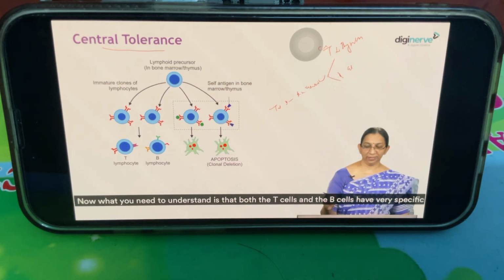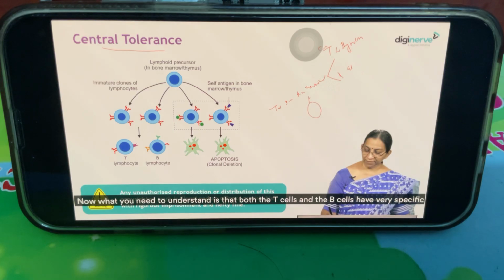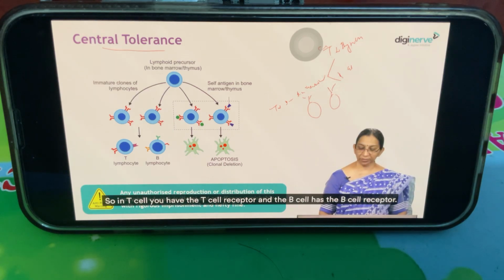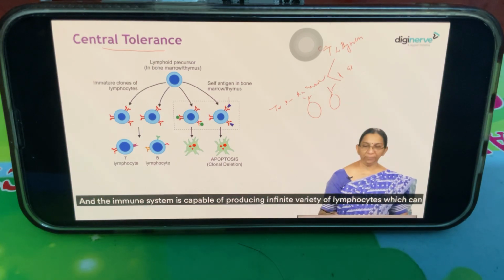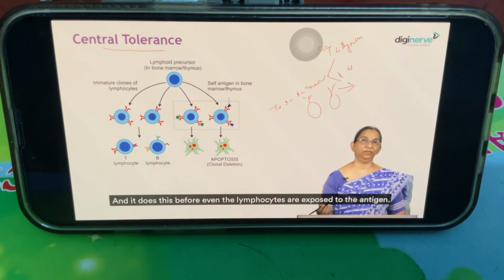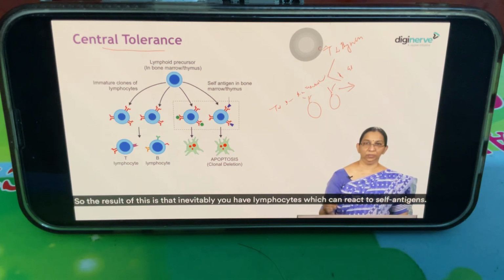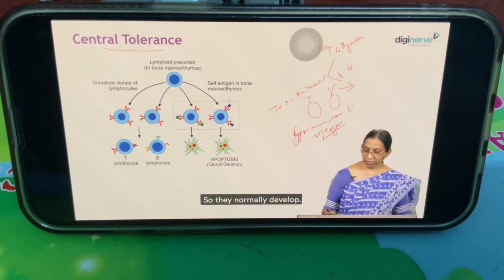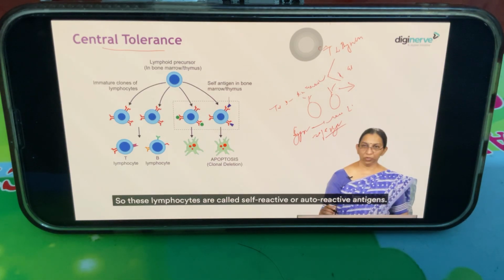Now, what you need to understand is that both the T cells and the B cells have very specific receptors. So in T cell, you have the T cell receptor, and the B cell has the B cell receptor. And the immune system is capable of producing infinite variety of lymphocytes which can react to any antigen. And it does this before even the lymphocytes are exposed to the antigen. So the result of this is that inevitably you have lymphocytes which can react to self-antigens. Okay? So they normally develop. So these lymphocytes are called self-reactive or autoreactive lymphocytes.